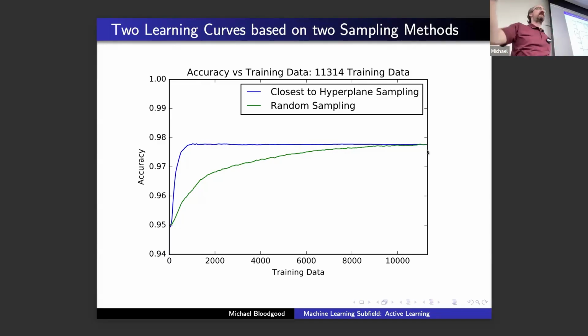So they must end at the same accuracy because at that point they're being trained on the same set of data. But the lead up to that is quite different. And you can see the active learning curve is potentially much, much more efficient.